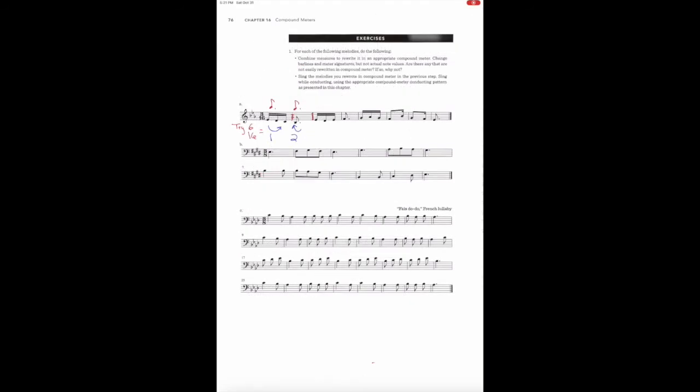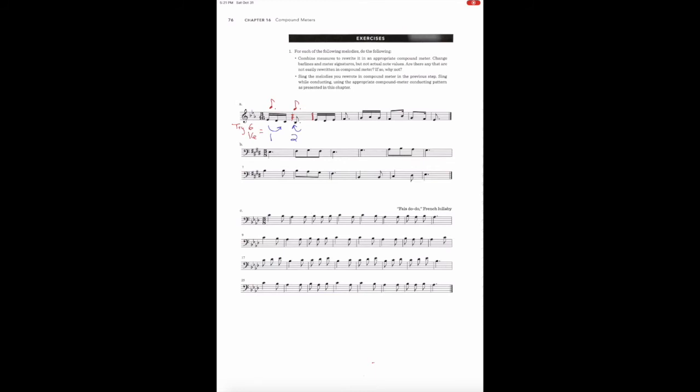These are the exercises. It says for each of the following melodies, do the following. Combine measures to rewrite it in an appropriate compound meter. Change bar lines and meter signatures, but not actually note values. Are there any that are not easily rewritten in compound meter? And if so, why not? And then sing the melodies you rewrote in a compound meter in the previous step.